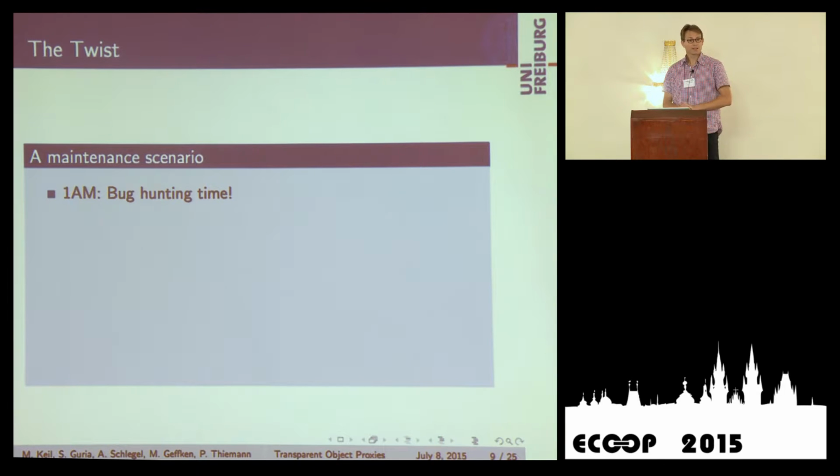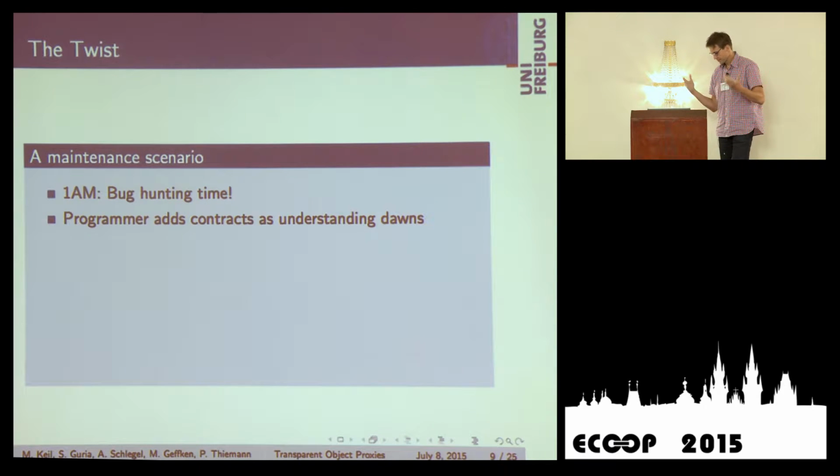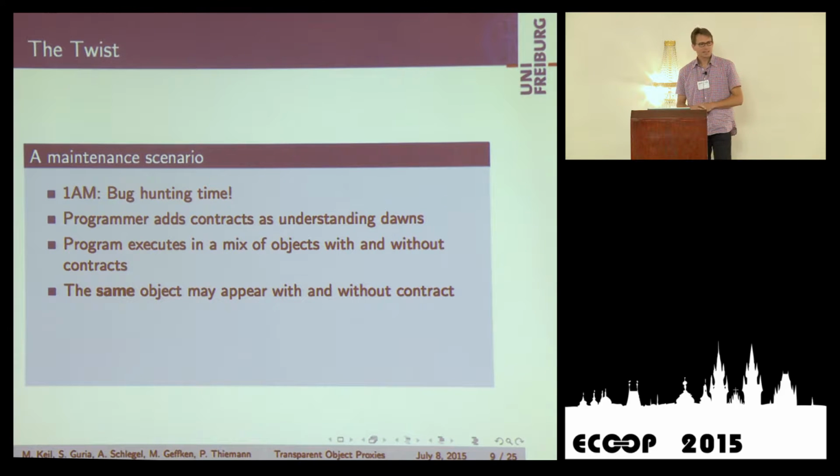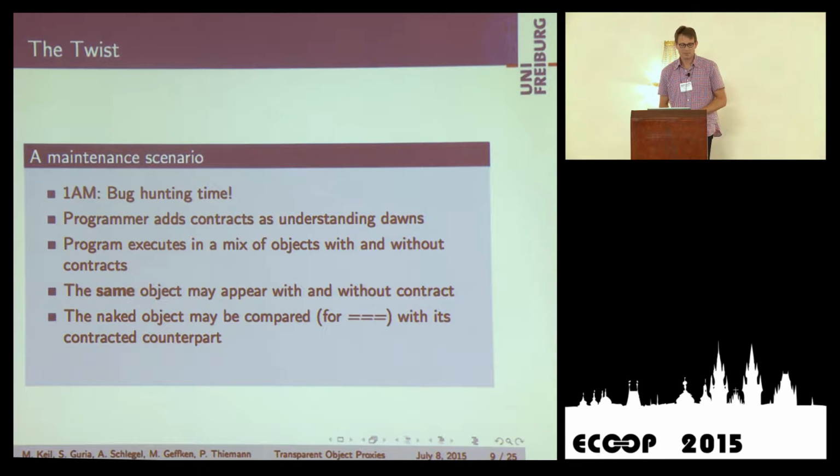After midnight, you're hunting some bugs, right? As we are all disciplined programmers, we do it by adding contracts as our understanding of the program dawns, right? Maybe it's 4 a.m. already, so there's really dawn. Right, and as you're adding contracts, the program is going to execute in a mix of objects with and without contracts. So that means the same object may actually appear in your state once with a contract and once without a contract. Or it may even appear with different contracts applied to it.